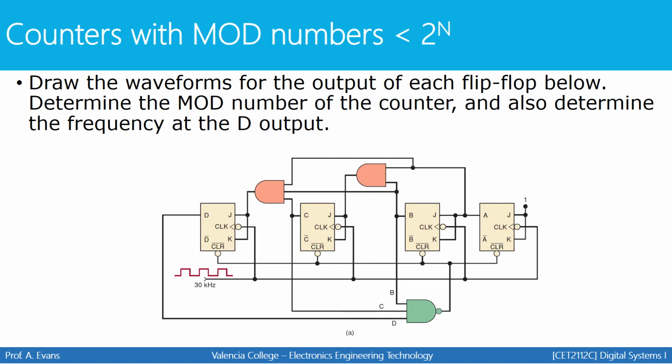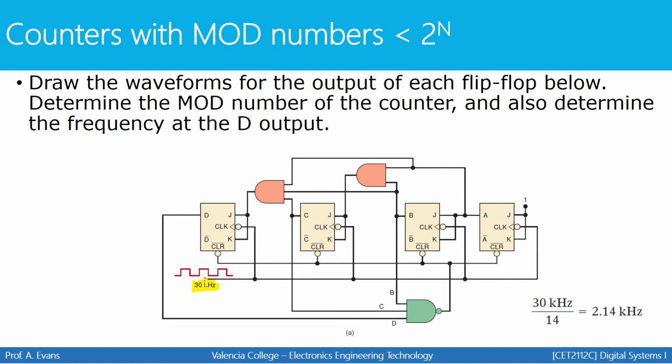So, back to the original question. We drew the waveforms for the output of each flip-flop. We have determined the mod number of the counter, and we're now going to determine the frequency at our output. Remember, the frequency at the output is equal to the frequency of the input divided by the mod number. Here's the frequency of your input, and what was the mod number of this circuit?